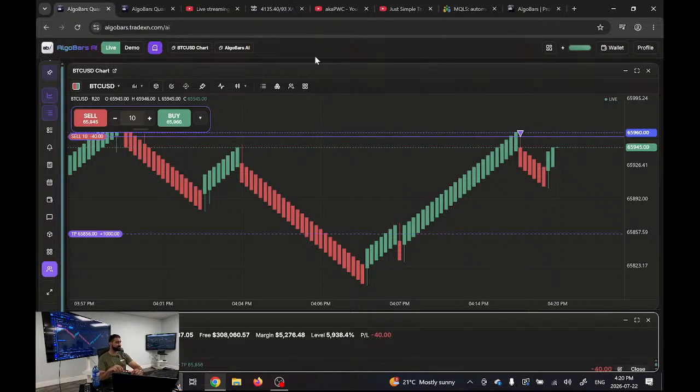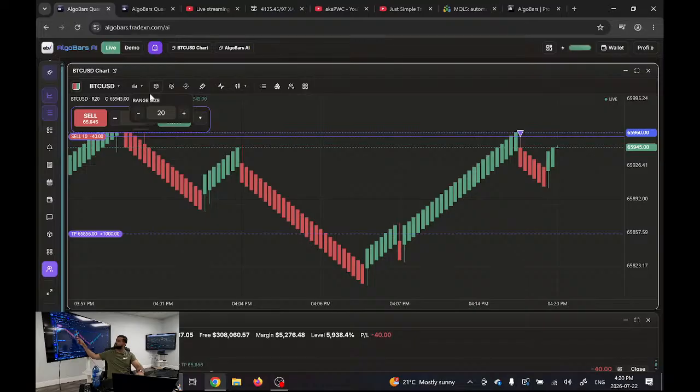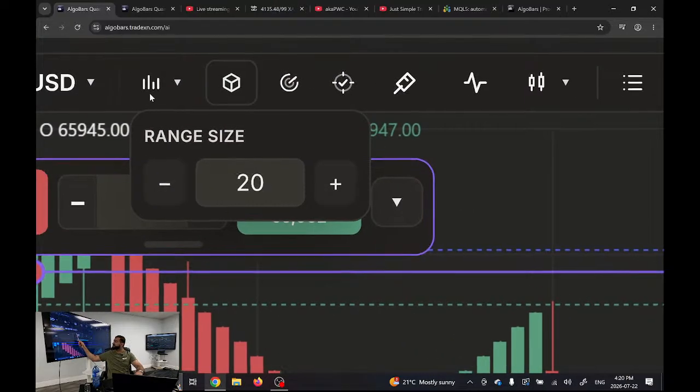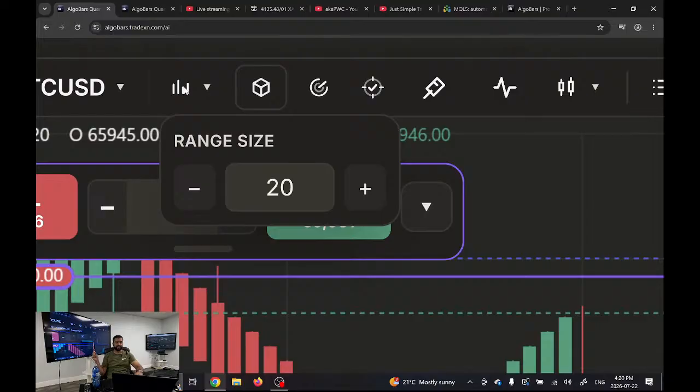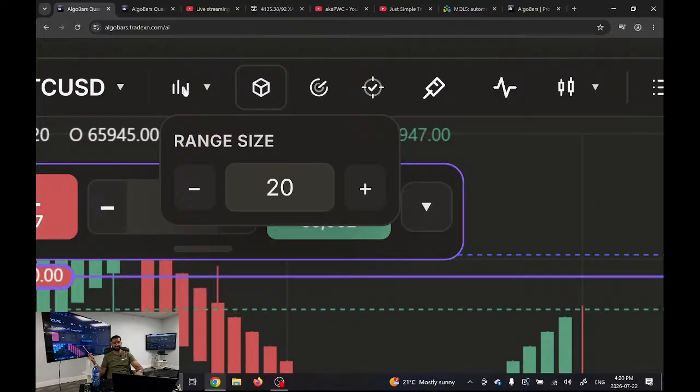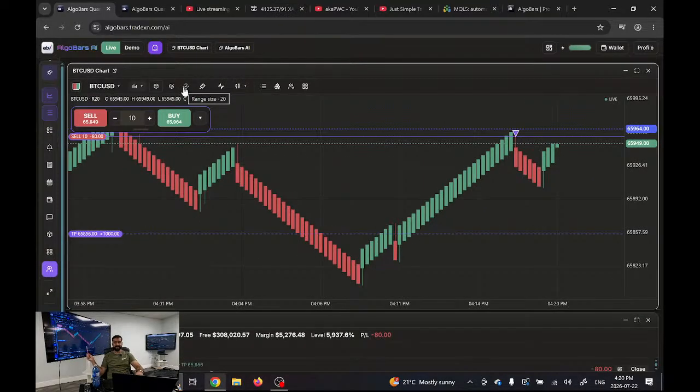Time frame and take profit? For sure. So for range bars, there's no time frame, but the range size, I always set it to 20. That means that each bar here represents 20 points of movement in the market.